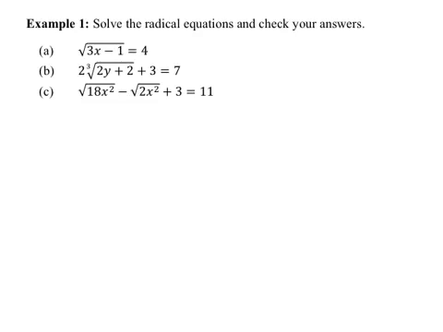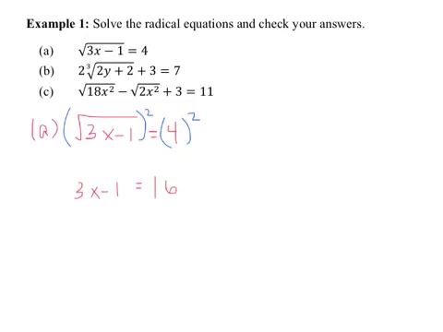So in example A here, we're going to see that the radical is already isolated. This radical, 3x minus 1, already is alone by itself, so there's no need to isolate it. So step 1 we don't have to do. Step 2 says to raise it to the power of the index, which just means because it's a square root, we need to square both sides. So for part A, we start by squaring both sides. So that was the original. A square and a square root cancel, leaving behind just 3x minus 1 on this side, and on this side is 16. If I add 1 and divide by 3, I get x equals 17/3.